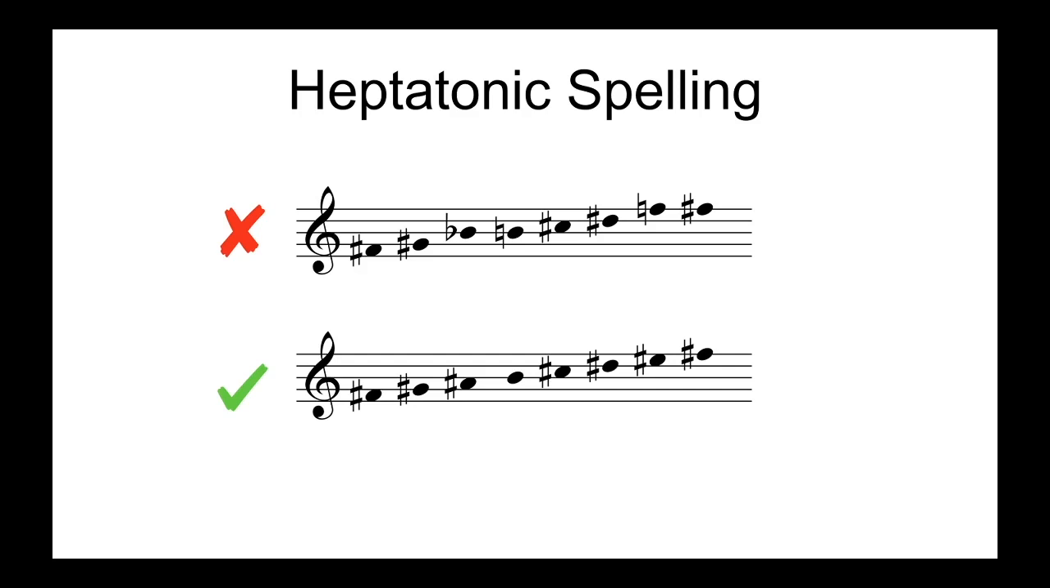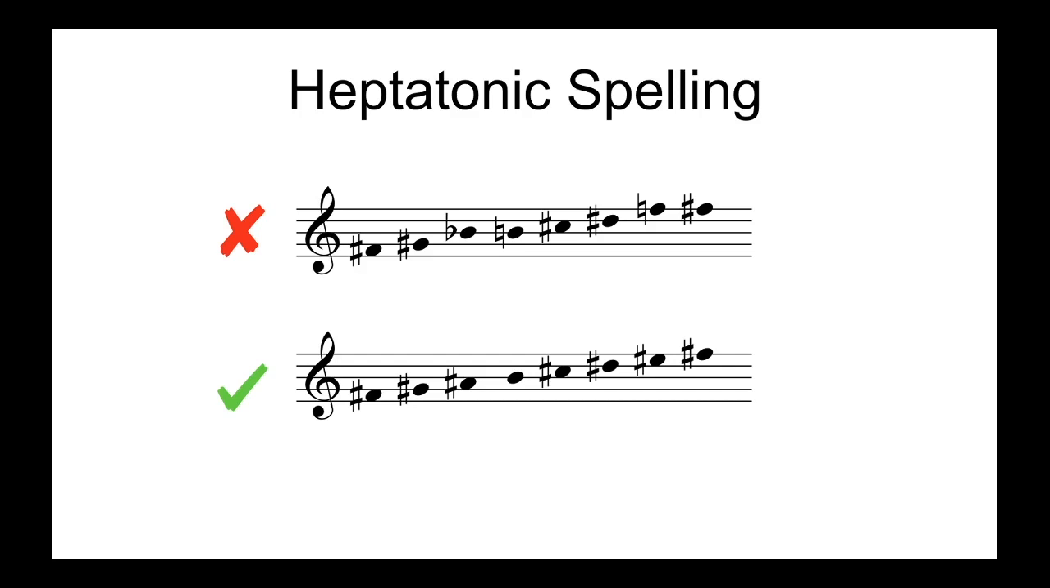Instead of spelling the F sharp major scale F sharp, G sharp, B flat, B natural, C sharp, D sharp, F natural, F sharp, it should be spelled F sharp, G sharp, A sharp, B, C sharp, D sharp, E sharp, F sharp, even though the notes are technically the same. This makes it easier for musicians to read and understand the music.